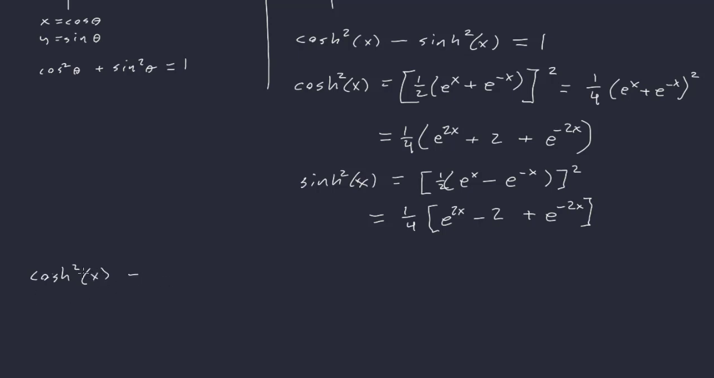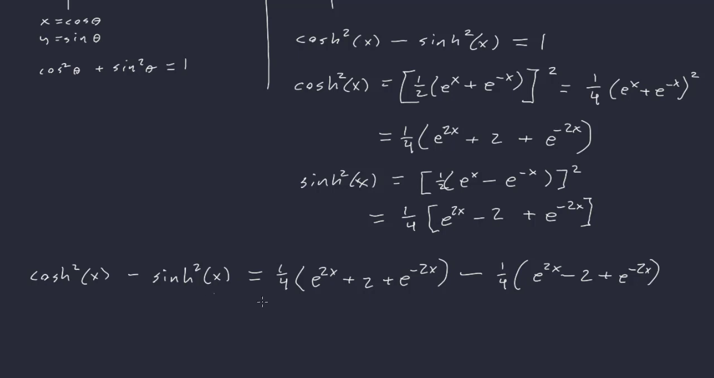Okay, so if I took cosh squared minus sinh squared, and put in what we have, so it'll be 1/4 times e to the 2x plus 2 plus e to the negative 2x, then minus 1/4 e to the 2x minus 2 plus e to the negative 2x. Okay, now we can take out the 1/4, and then we're left with, well, here, e to the 2x plus 2 plus e to the negative 2x.